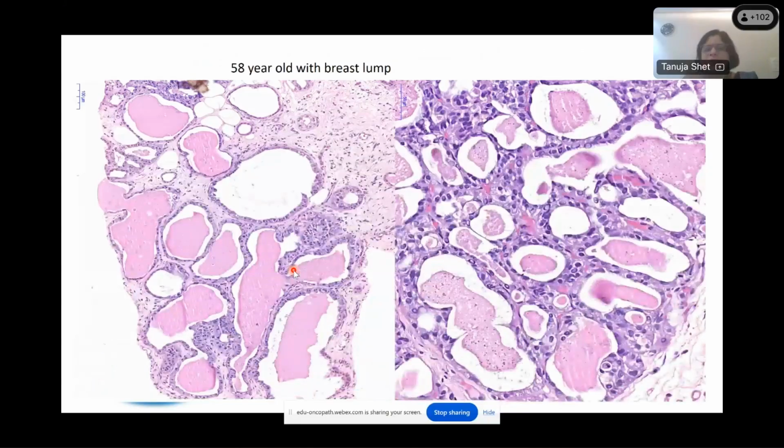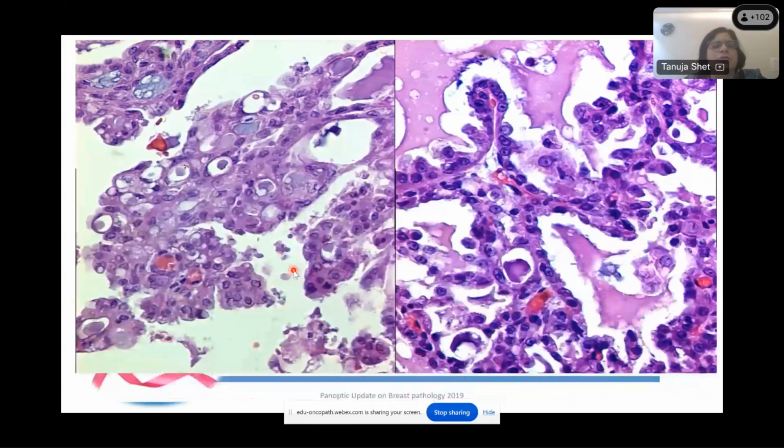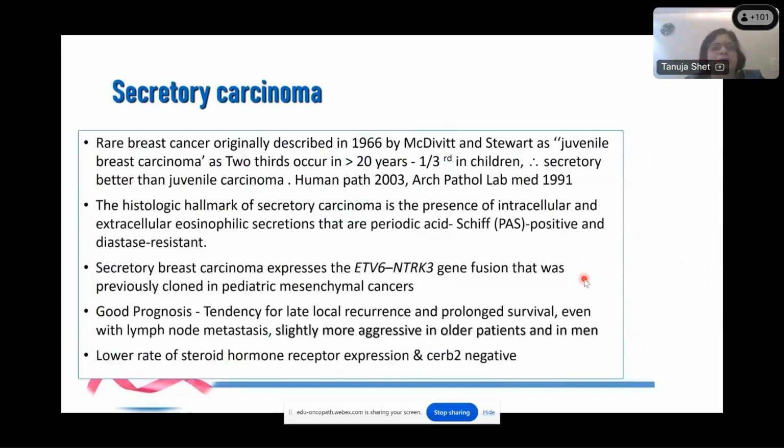Another older lady, this time with something resembling thyroid: multiple cysts, inspissated secretions, and some papillary structures with intracytoplasmic mucin, and a very beautiful PAS positive mucin. So it's secreting something. So it's secretory carcinoma, again a very good disease. Usually it is characterized by the ETV6-NTRK fusion. It has good prognosis, but only when it is seen in younger patients. In older patients and in men, it has aggressive behavior. It is a triple negative breast cancer by and large.